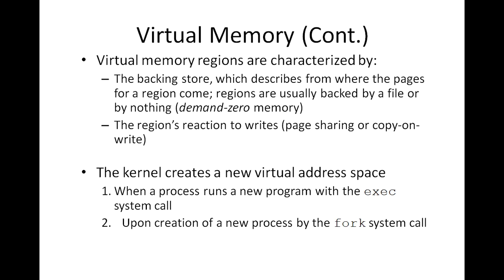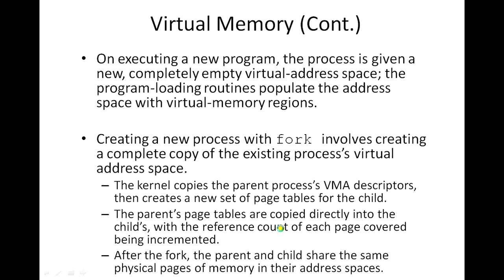In the Linux system, the kernel creates a new virtual address space. We know that when a process runs a new program by the exec system call, the kernel is going to create a new address space for that particular process. And upon creation of a new process by the fork system call also, the kernel is going to allocate a new address space for the newly created process.